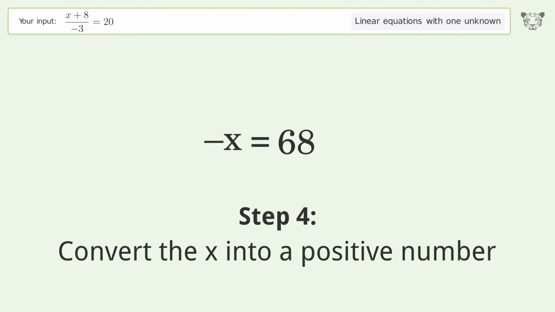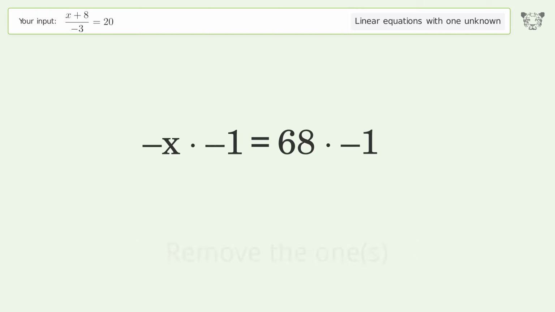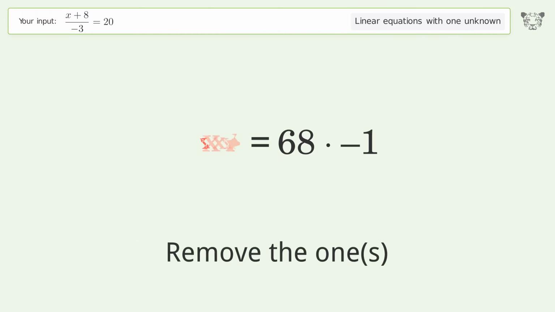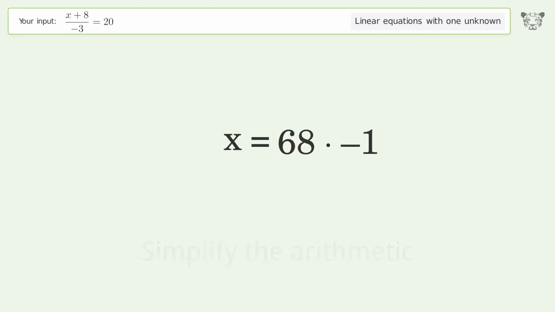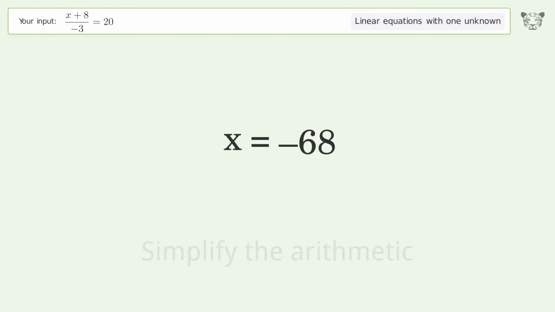Convert the x into a positive number. Multiply both sides by -1. Remove the ones. Simplify the arithmetic. And so the final result is x equals -68.